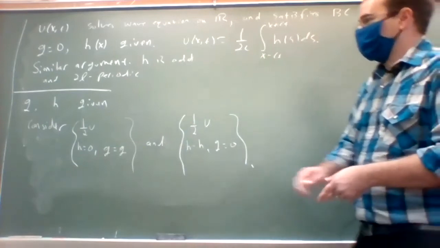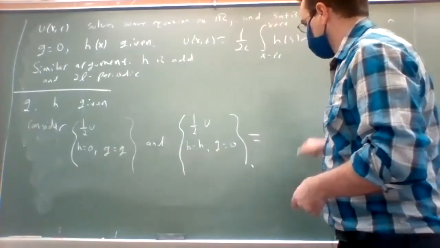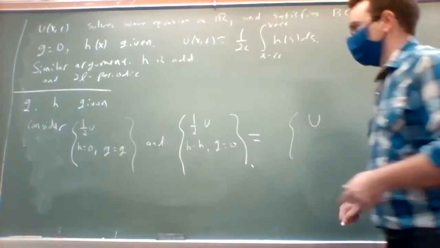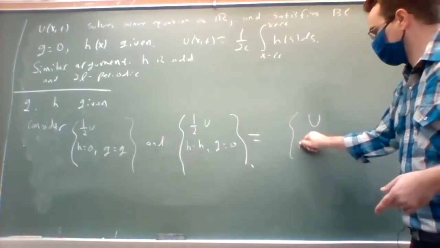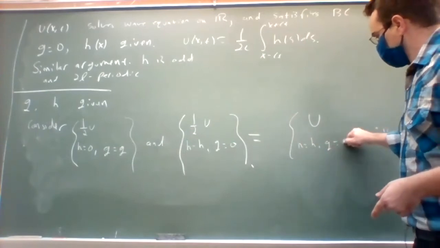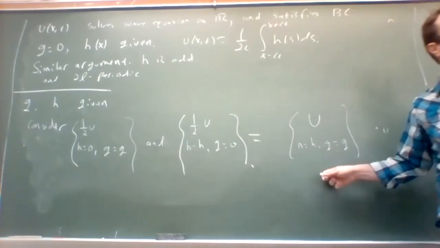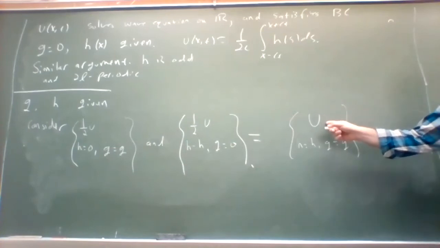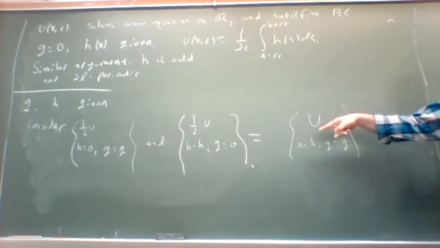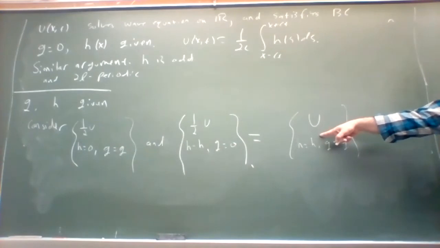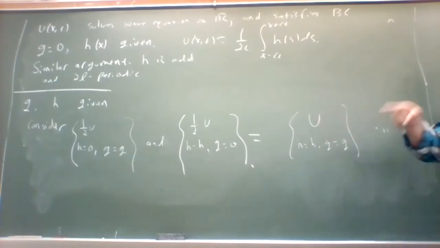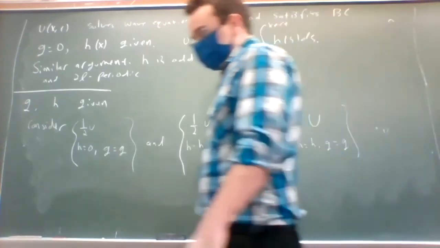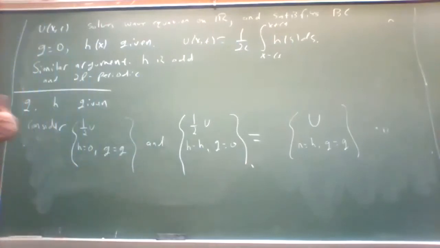But now if you add them together, honest to goodness, just add them together and add their initial conditions together, you get this problem that satisfies the wave equation. Because the wave equation is linear, L of u1 plus L of u2 is equal to L of u. If it were not linear, then this argument would not work.